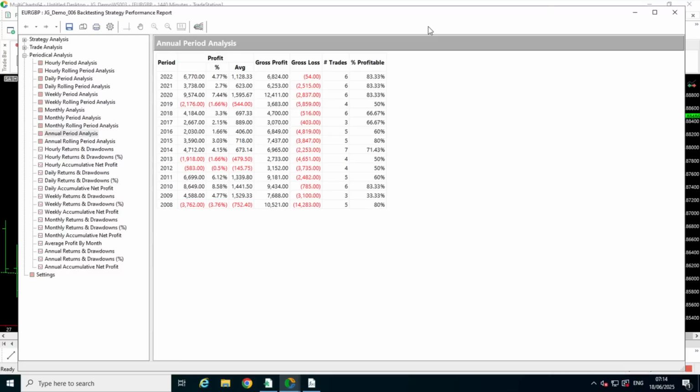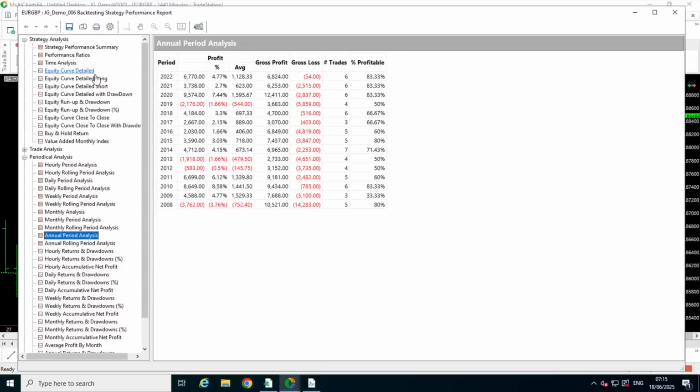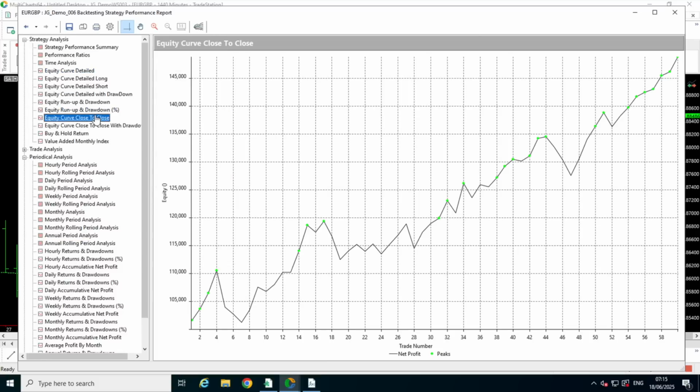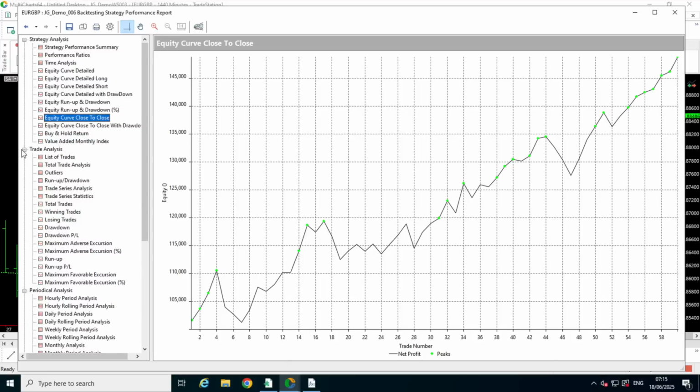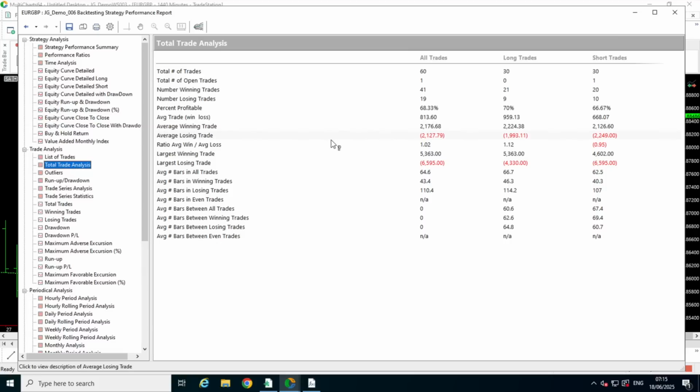And if we look at the performance report, we can see that now we have 11 profitable years. But what does the equity curve look like? There's the equity curve, which I think is pretty nice, pretty consistent. I'm quite happy with that. Looking at the average trade value, we got a huge average trade of £813. That's even after costs. So it's an average trade of 81 pips. Percent profitable is 68% profitable.